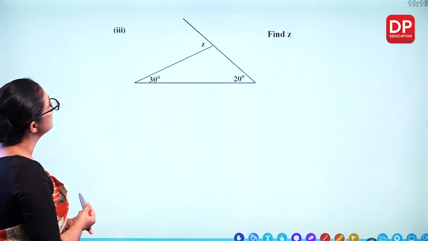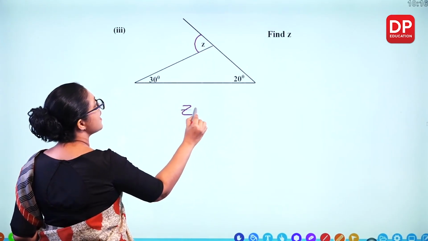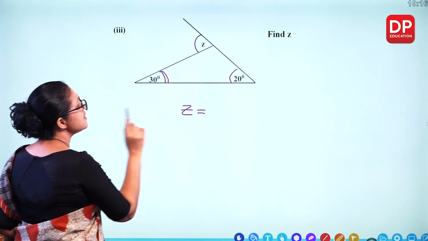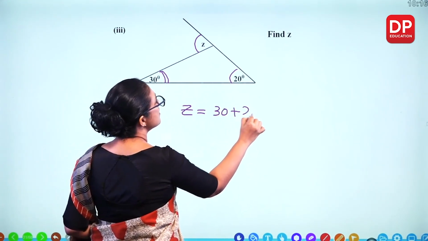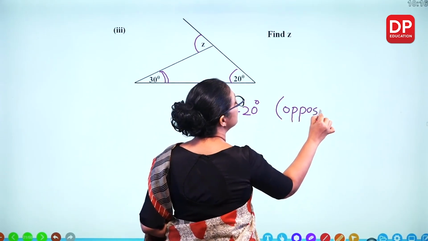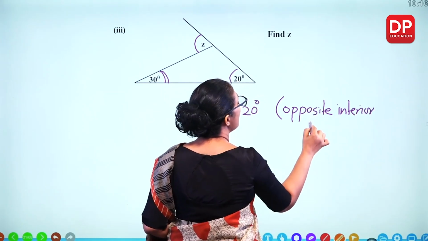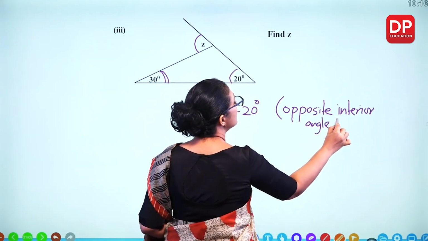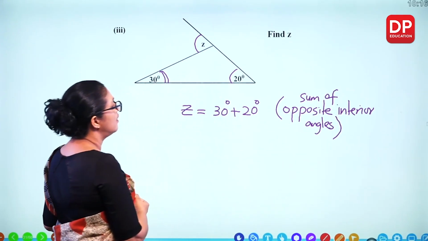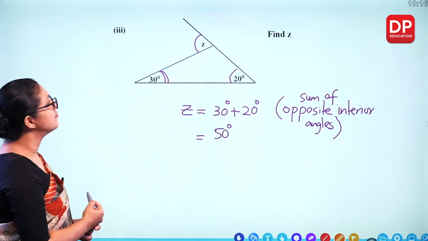This one, z. Look at this one, this line is extended, this is the exterior angle. So we can write z is equal to, these are the opposite interior angles, so 30 plus 20. Opposite interior angles, sum of. So that's 50 degrees.